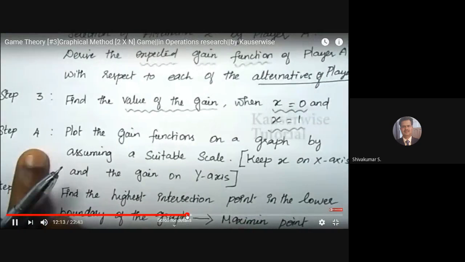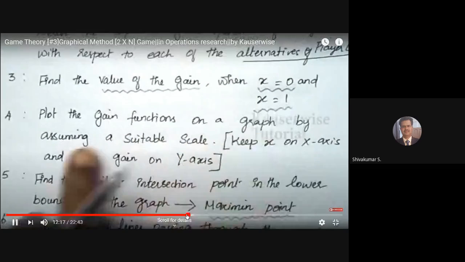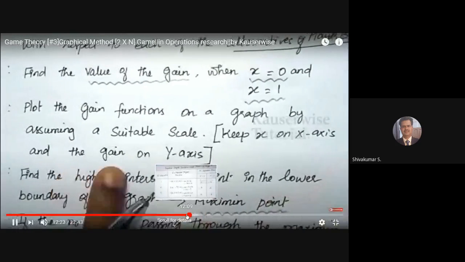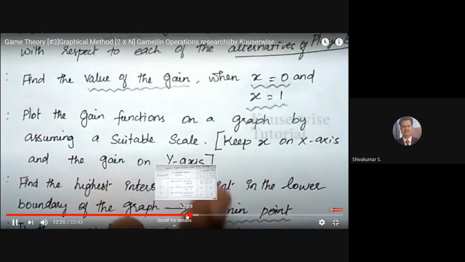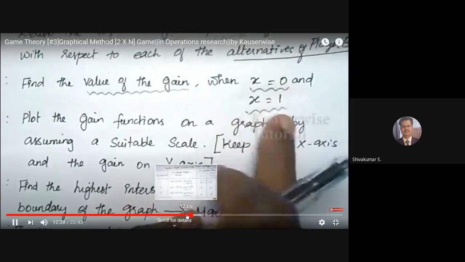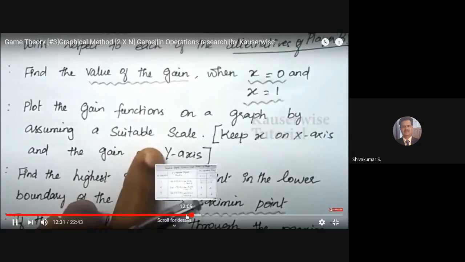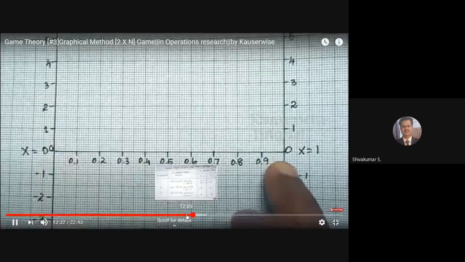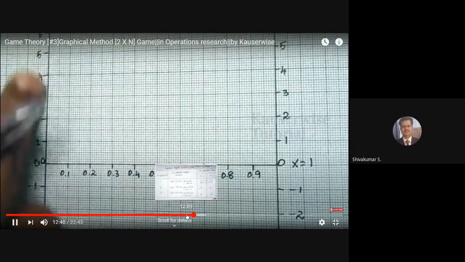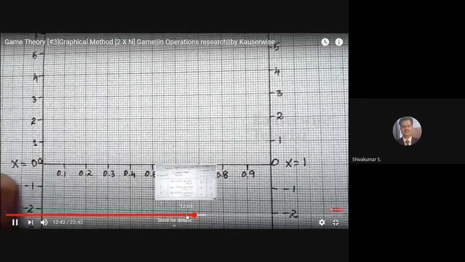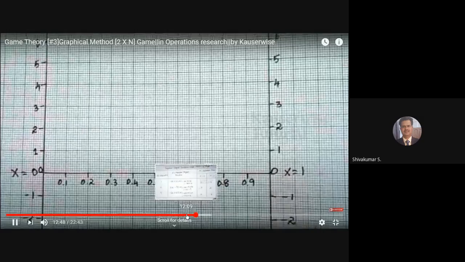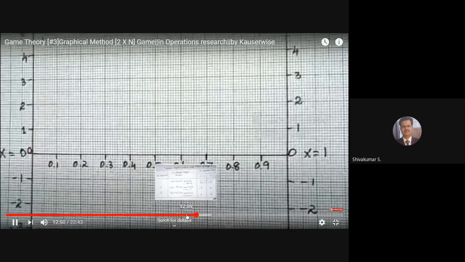Look at the algorithm. The next step is to plot the gain function on a graph by assuming a suitable scale. Keep x on the x-axis and gain on the y-axis. We have two gains now, when x is equal to 0 and when x is equal to 1. Let us see this along with the problem. Look at the graph. This one is the x-axis. So keep x on the x-axis and expected gain on the y-axis. Here we have two gains now. When x is equal to 0 these are the gains, and when x is equal to 1 these are the gains. The y-axis will be the expected gain of player A.